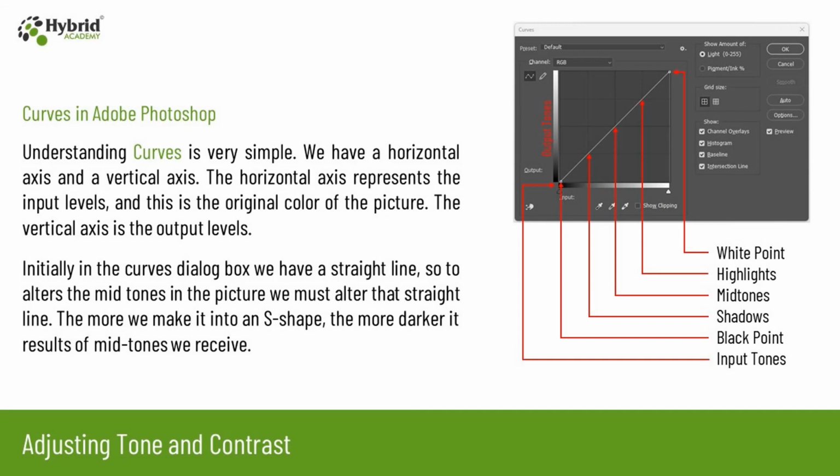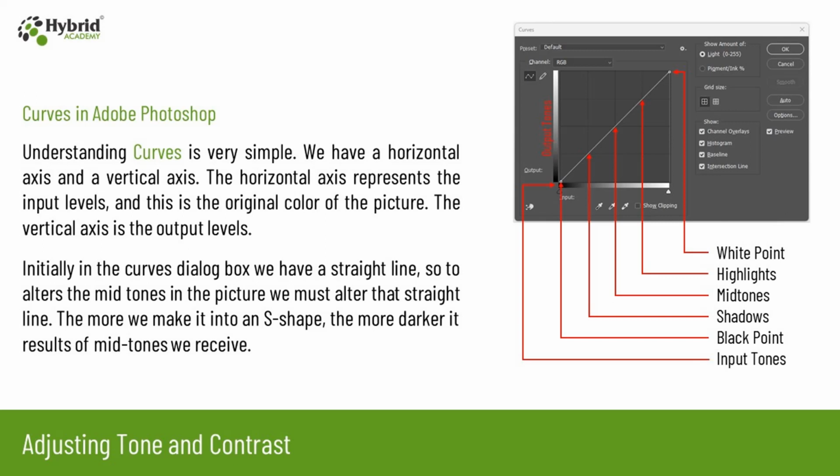So to adjust the mid-tones, we use curves in Adobe Photoshop. Understanding curves is very simple. We have a horizontal axis and a vertical axis. The horizontal axis represents the input levels, and this is the original color of the picture. The vertical axis is the output levels, and these are the ones which we edit. Initially in the curves dialog box, we have a straight line. So to alter the mid-tones in the picture, we must alter that straight line. The more we make it into an S shape, the darker the mid-tones we receive.